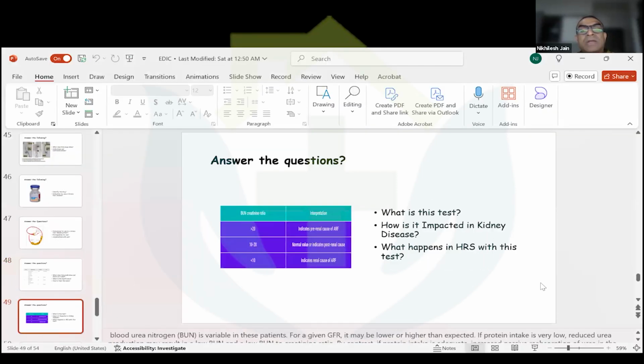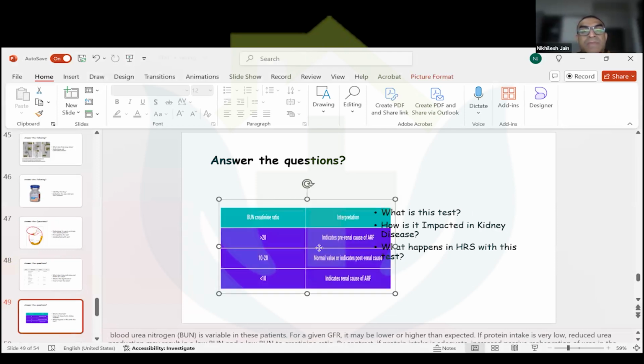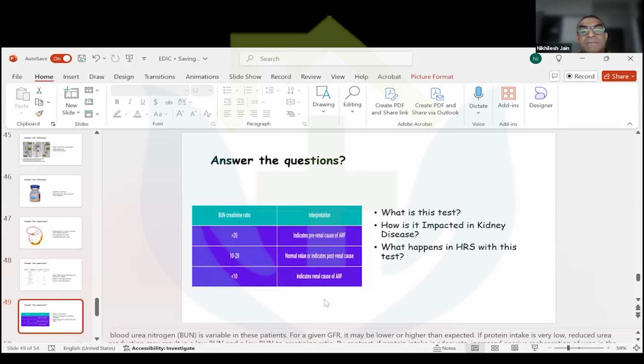Okay. You're able to identify this? Should I make it bigger? This is fine.